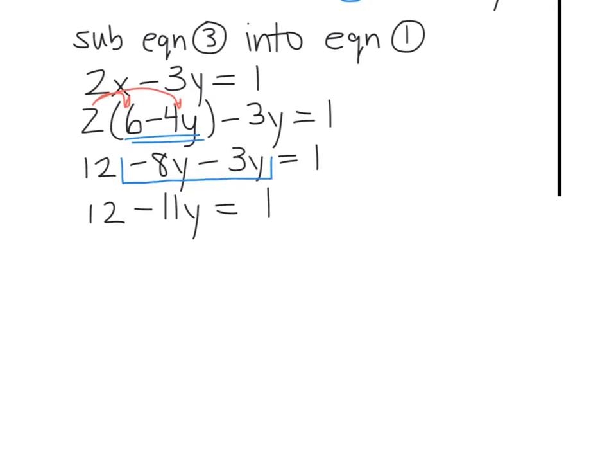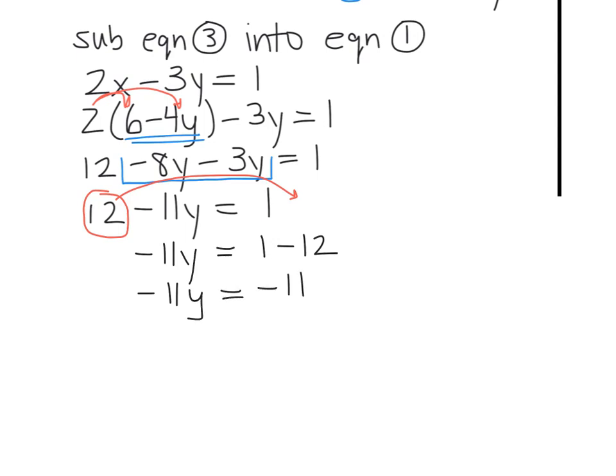So now what I'm going to do is I'm going to take this positive 12 and I'm going to bring it over to the right-hand side. So that's going to leave me with negative 11y is equal to 1 minus 12. So negative 11y is equal to negative 11. And then to isolate for y, I'm going to divide both sides by negative 11. And y is going to be equal to 1.